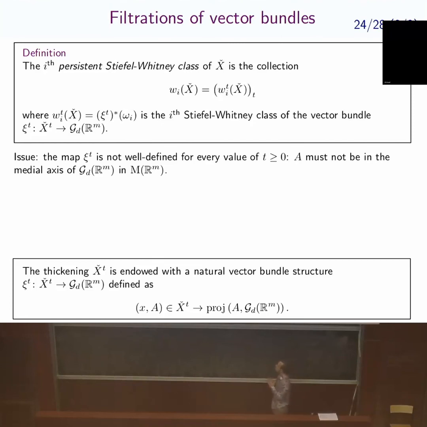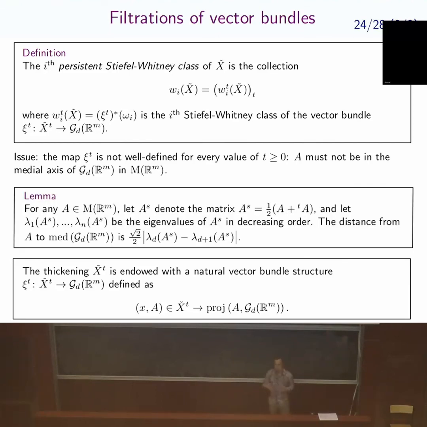There is an issue, though. These maps, Xi T, are not well defined for every value of T. This is because we have to make sure that A, this matrix, does not lie in the medial axis of the Grassmannian. So actually, there exists a maximal value of T such that the persistent Stiefel-Whitney class is defined. Hopefully, this maximal value of T can be computed in practice thanks to this lemma.